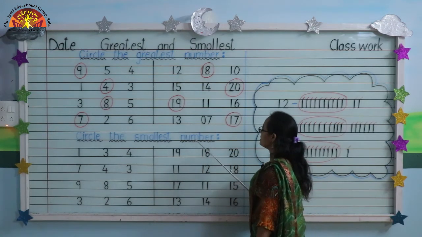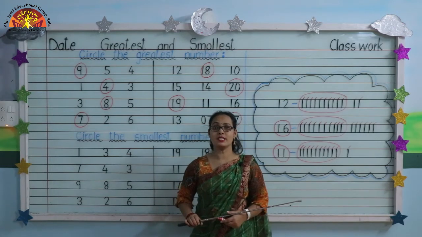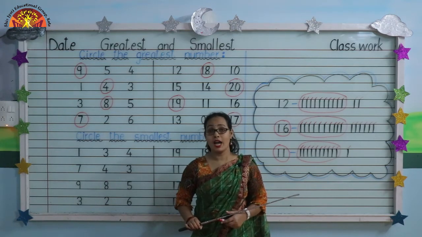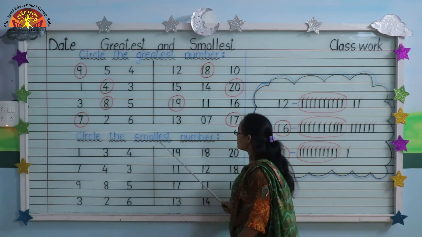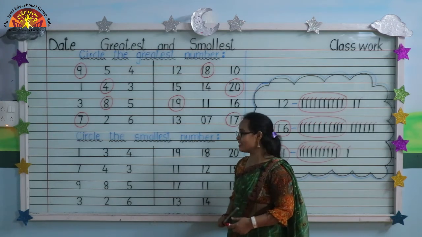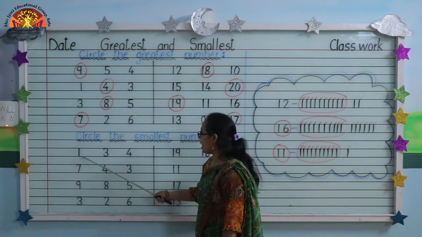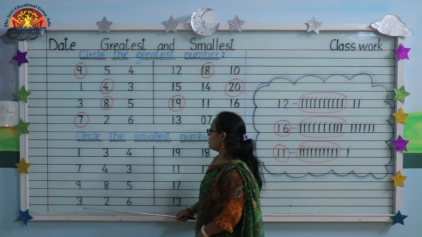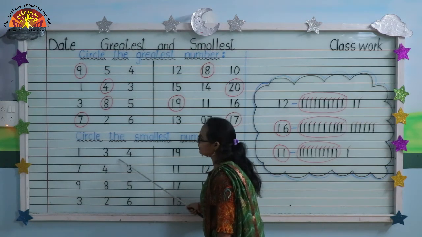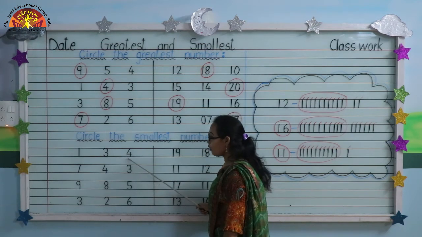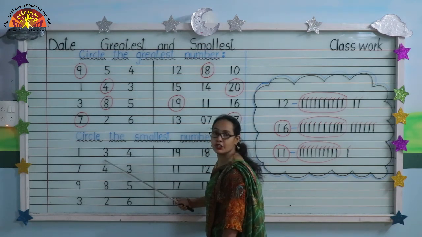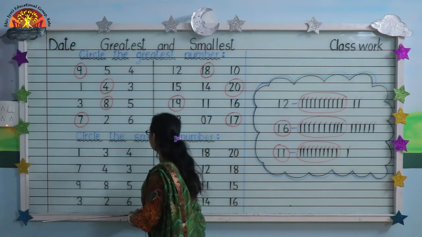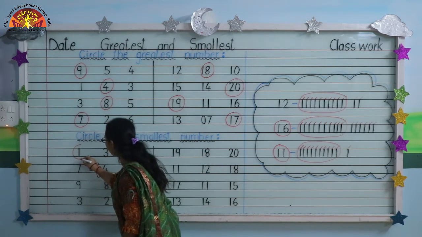Circle the smallest number. Kids, smallest means the smallest digit is placed at the lowest place of the number. Now we will find the smallest number over here. Okay kids? Given numbers are 1, 3, 4. Kids, now you tell me which is the smallest number over here. Is it 4? No. Is it 3? No. Is it 1? Yes. Very good kids. Circle the smallest number like this.